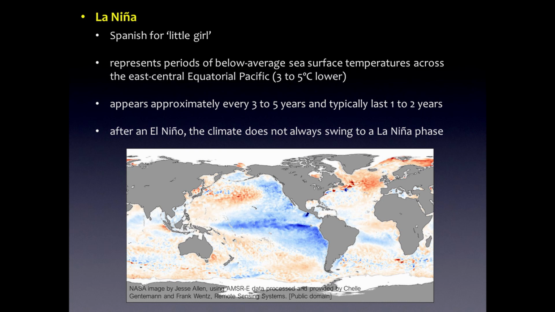After an El Nino phase, the climate will sometimes swing to a La Nina phase, but it doesn't always happen. So sometimes we'll have El Nino followed by La Nina, sometimes El Nino followed by just normal conditions that we experience most of the time.